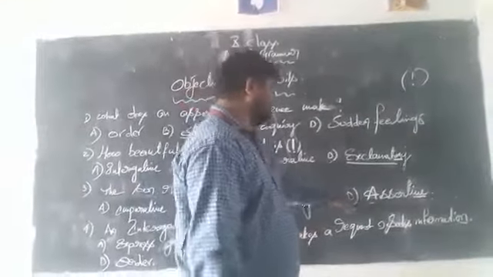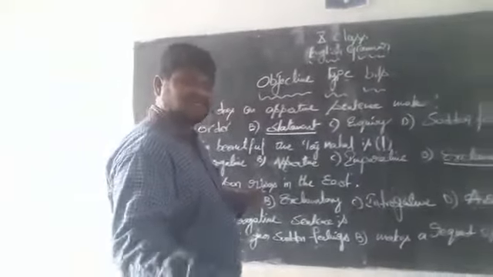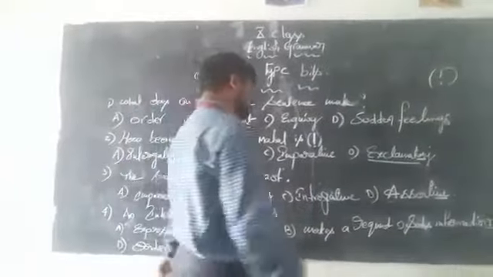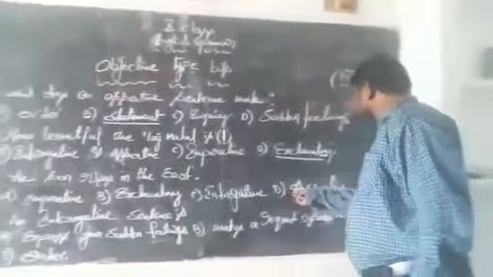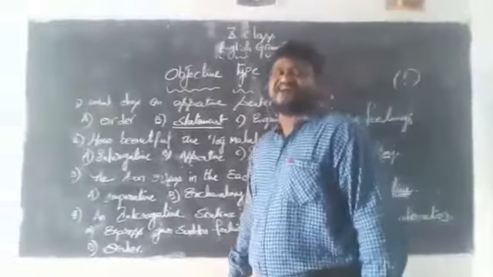So what is the answer here? What is the question? The sun rises in the east. What is the answer? Assertive sentence. Did you understand, my dear children? Very good, very good.